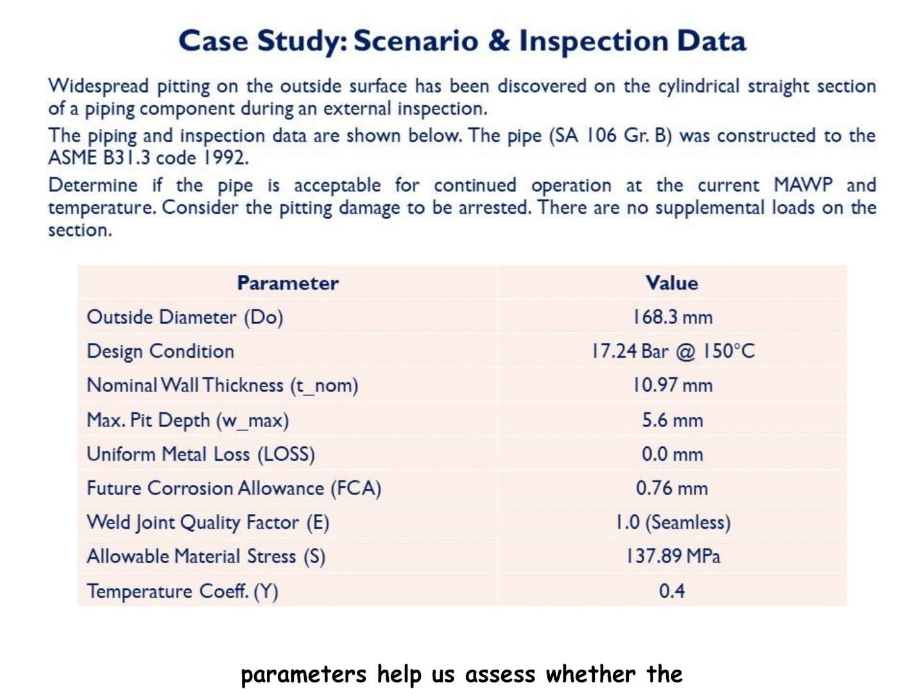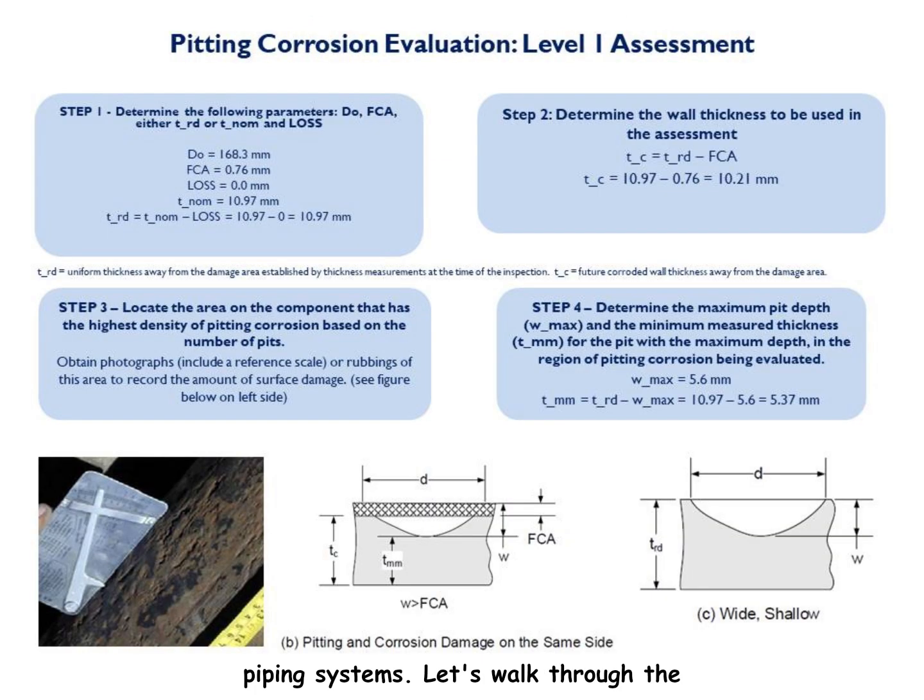All of these parameters help us assess whether the pipe can safely continue to operate without risking failure due to the pitting corrosion. The key here is understanding how the maximum pit depth relates to the pipe wall thickness and how the material's stress capacity holds up, especially considering the elevated temperature. By carefully evaluating these factors, we can make an informed decision about the pipe's integrity and whether it remains fit for service. This process underscores the importance of inspection data and proper analysis in maintaining safe operation standards in piping systems. Let's walk through the pitting corrosion evaluation at Level 1 assessment.